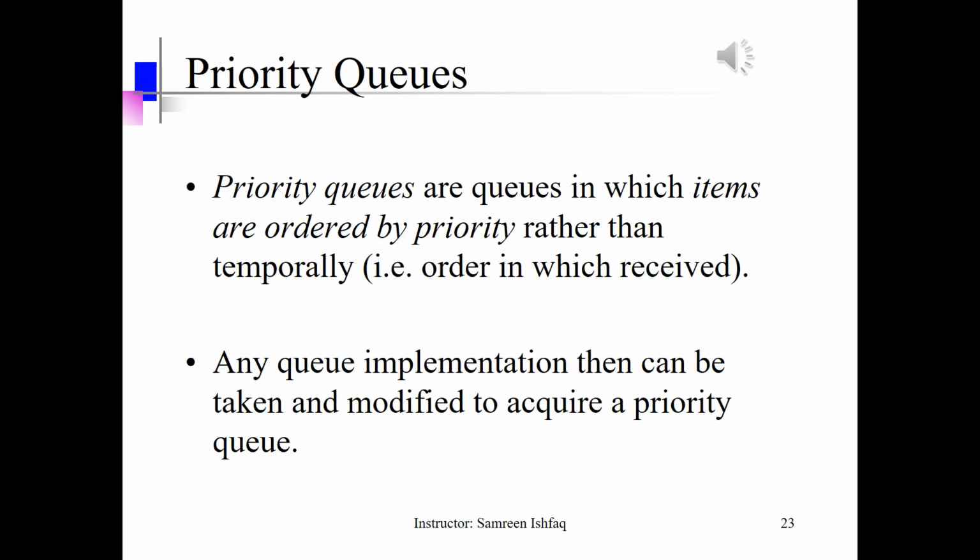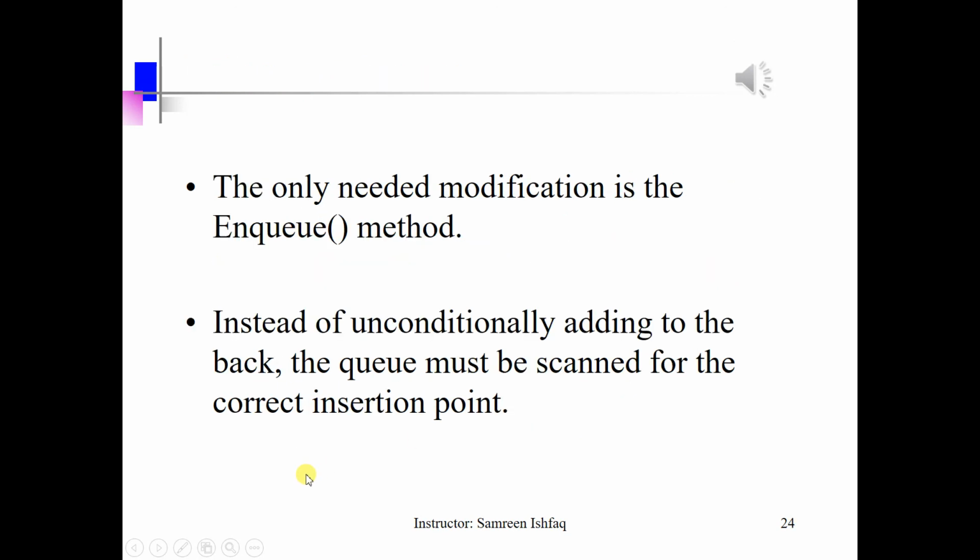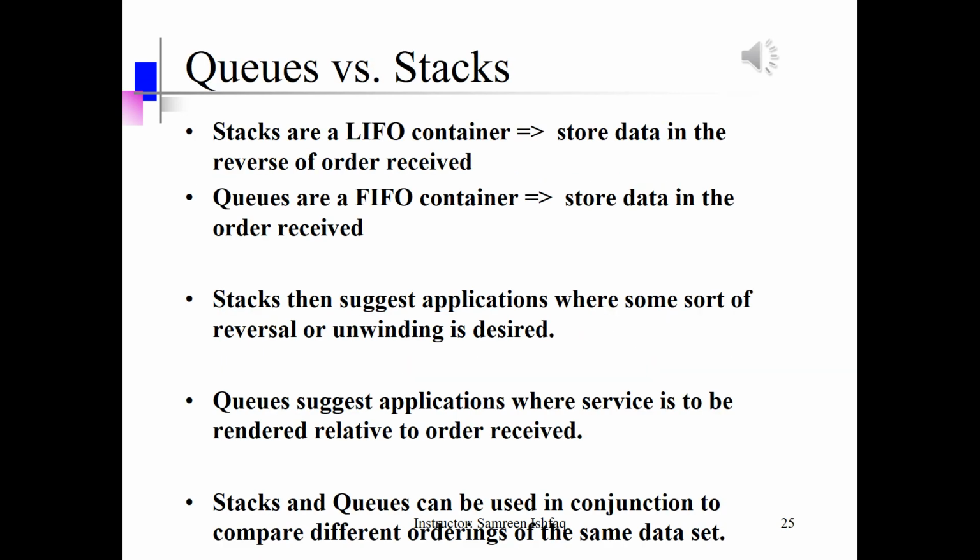Another variation of queue is priority queue. In priority queue, queues in which items are ordered by priority rather than temporal order. Any queue implementation then can be taken and modified to acquire a priority queue. All the functions or methods of the queue will remain same. The only needed modification is in the enqueue method. Instead of unconditionally adding to the back, the queue must be scanned for the correct insertion point according to item priority. Now let's see the differences between queue versus stack.